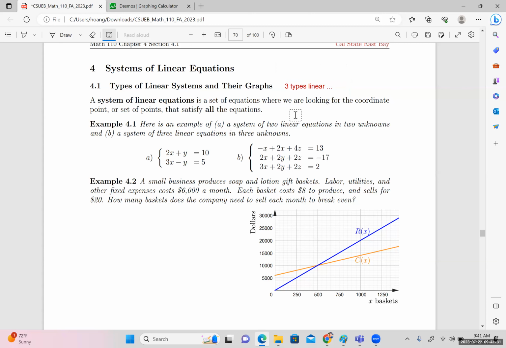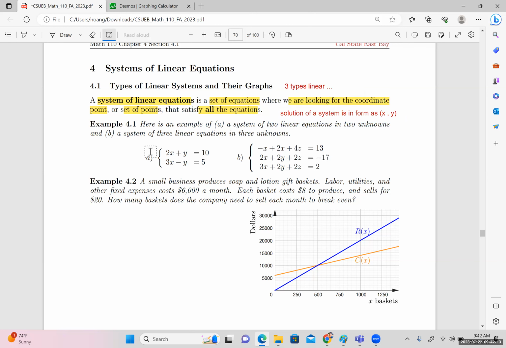So what is a system of linear equations? The definition is that it is a set of equations where we're looking for the coordinate point or set of points that satisfy all the equations. Usually in 2 dimensions, the solution of a system is in the form x comma y. So we need to have an x value and a y value.